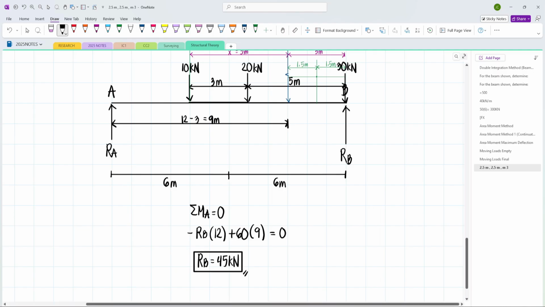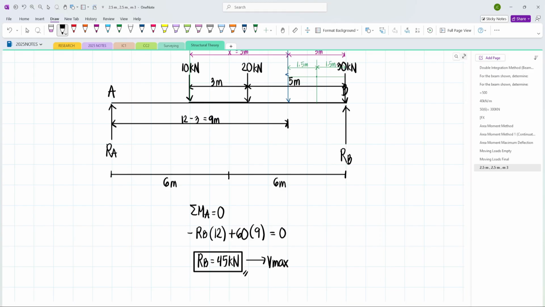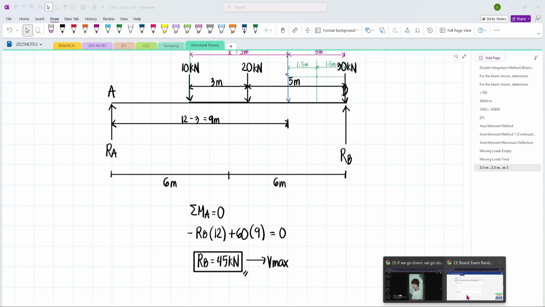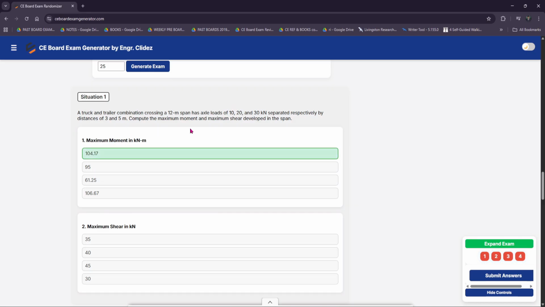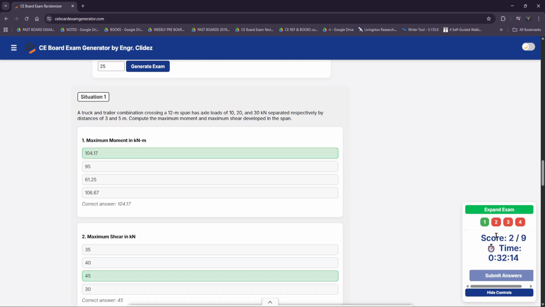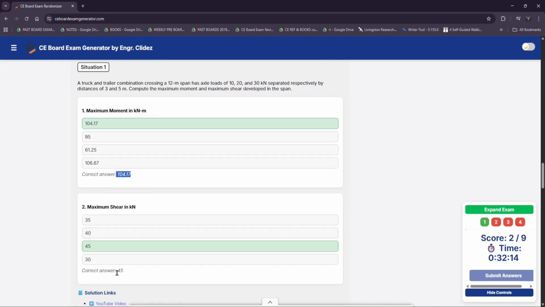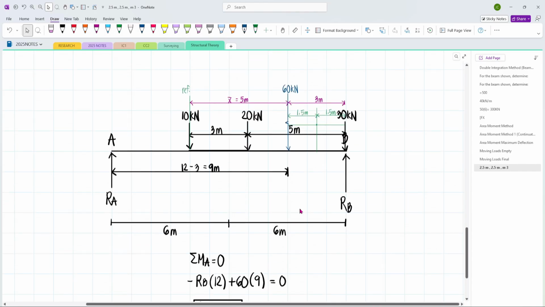So, we denote this as Vmax. Maximum shear. Ayan. So, sagutan natin yung questions. Maximum moment, yung nakuha natin is 104.17. Tapos, sa maximum shear naman, we have 45 kilonewtons. So, click on Submit Answers. Ayan, tama yung dalawang sagot natin. 104.17 and 45 kilonewtons. Sige, so ito lang yung process when solving moving loads problems.